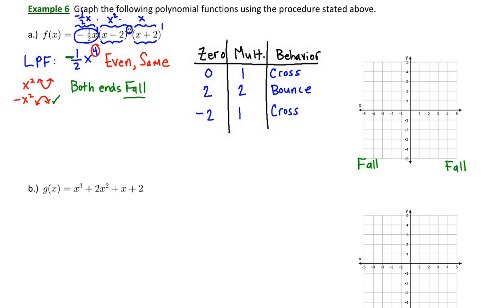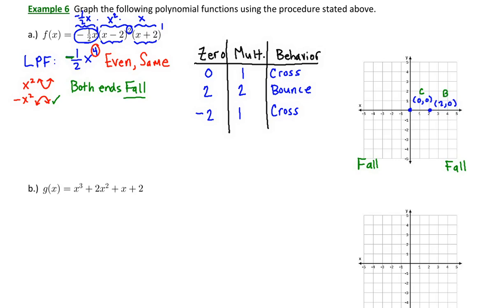So let's put this information on our graph. We have a 0 at x equals 0. The official ordered pair there would be 0, 0. And I'm just going to put a little c there to remind myself that the graph is going to cross the x-axis at that intercept. The next 0 is at x equals 2. This would be the official ordered pair 2, 0. And our graph is going to bounce at that x-intercept.